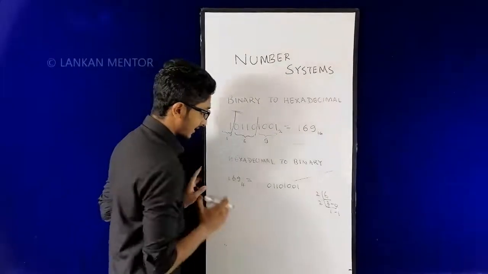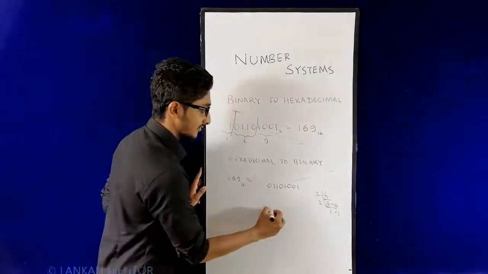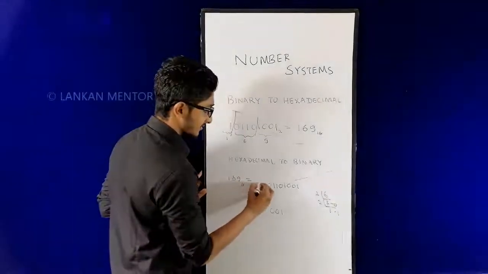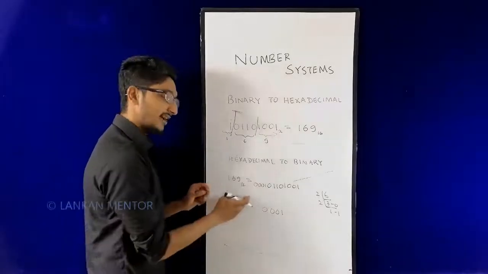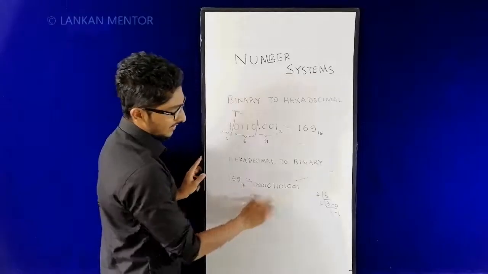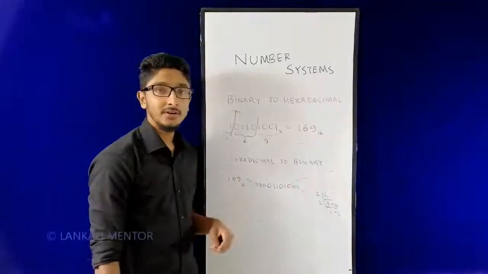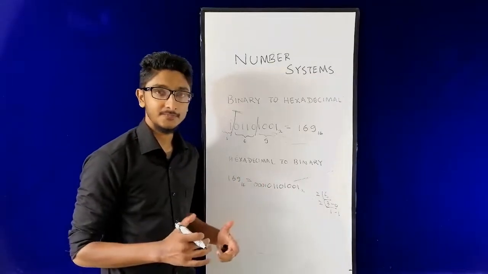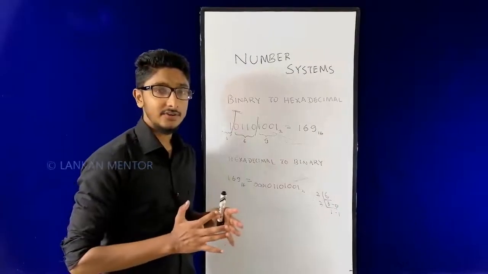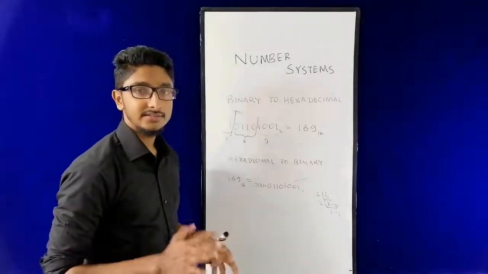And finally 1. 1 means 0, 0, 0, 1. That is the binary. You don't have to put the 0s in front also because this is the last number. So this is how you convert from hexadecimal to binary. This is an easy way. And it is the same method that we use for octal also. From binary to octal and octal to binary, same method.